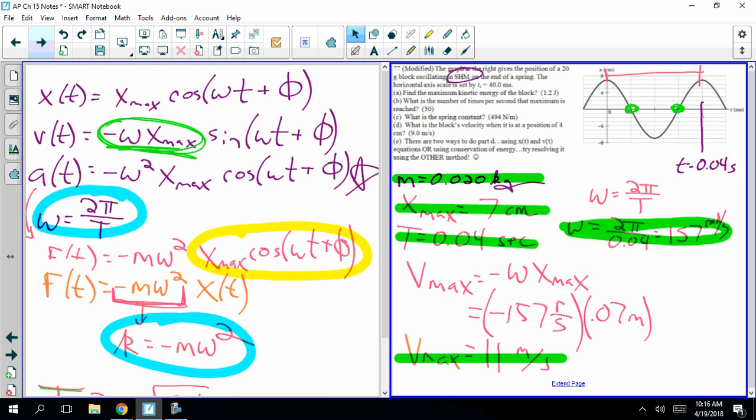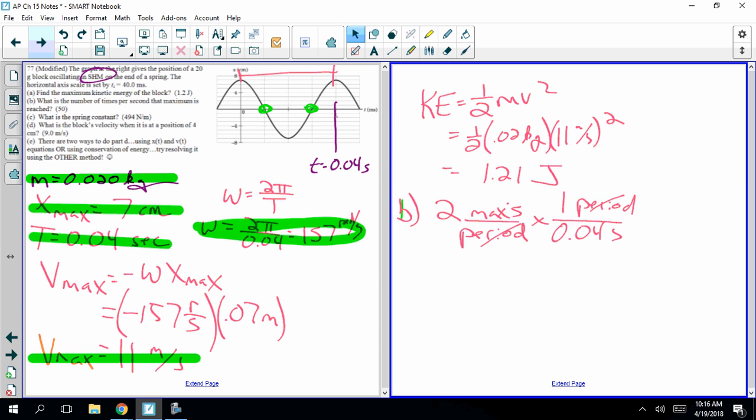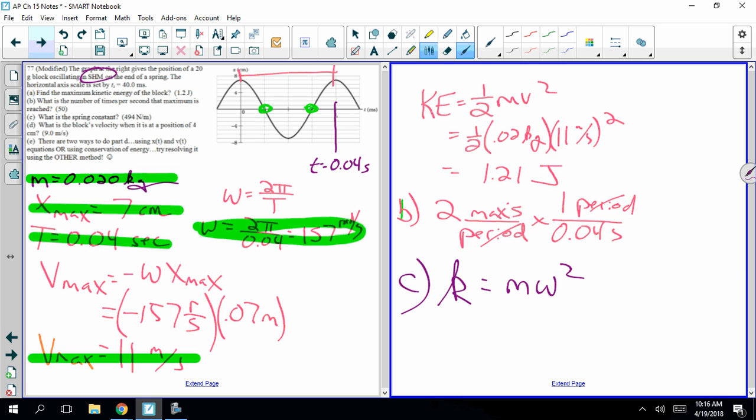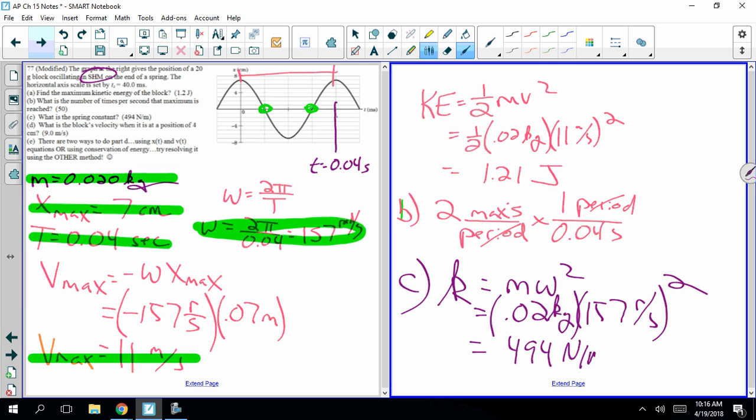All right. Chugging along. So that was B. C, what's the spring constant? What am I really asking you for? K, right? And we decided that K was m omega squared. So 0.02 kilograms times omega, which was 157 radians per second. Don't forget to square it. And it gives you, hopefully, 494 newtons per meter, somewhere in that neighborhood. I think the 157 is rounded, so if you got 493, that's why.